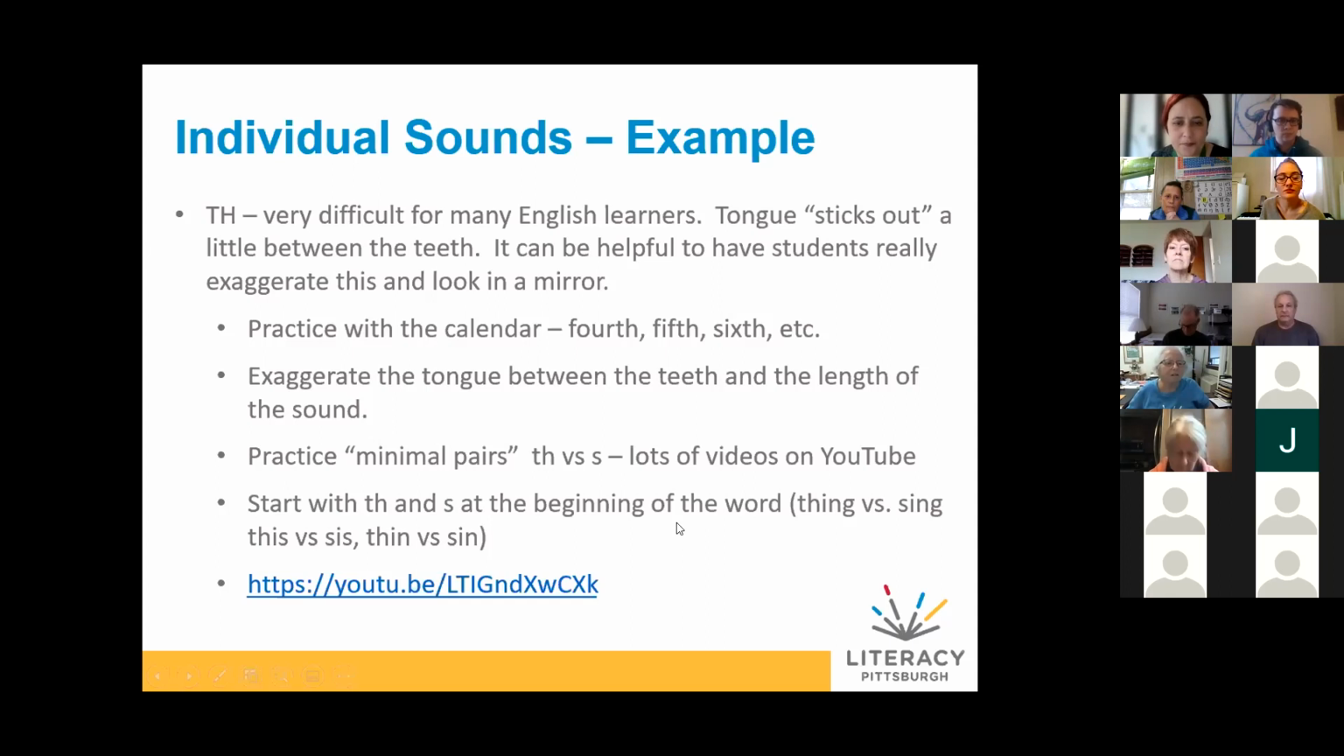And watch YouTube. If you Google or put into the YouTube search minimal pair and you put 2 sounds, you'll come up with a whole host of resources. You can watch them together with your student. This takes some pressure off of you. You're watching it together, and then you can practice together.